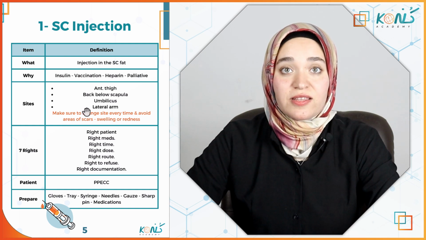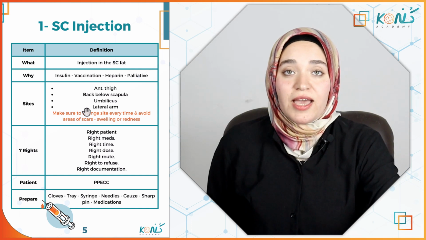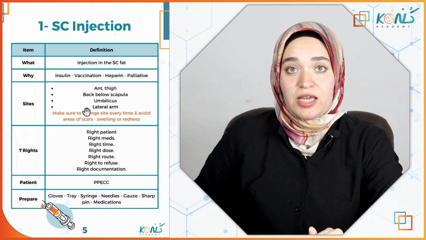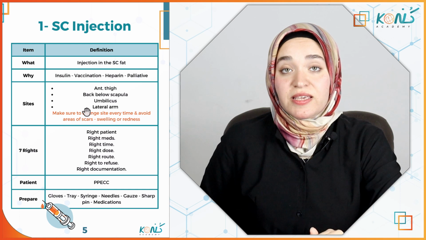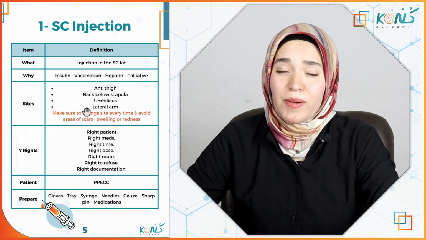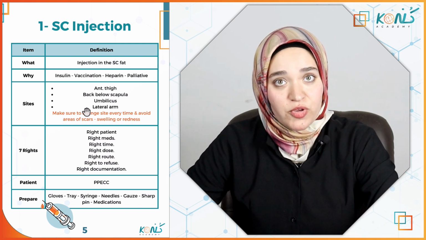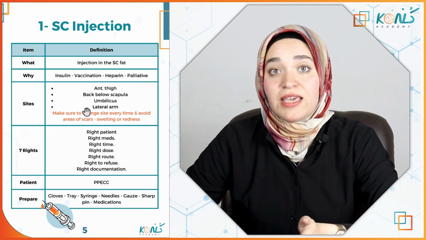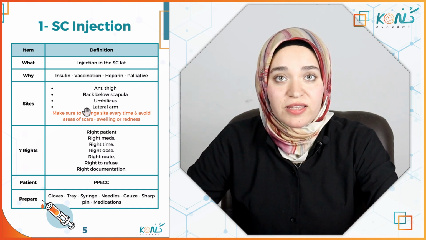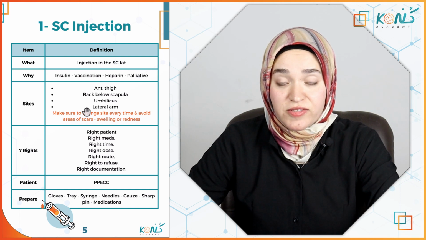You can inject subcutaneously in the arm, in the anterior thigh, and also around the umbilicus and in the back behind the scapula. These are the sites. But please make sure do not inject many times in the same site and keep changing it. If you notice any redness, any scars, please avoid these sites.